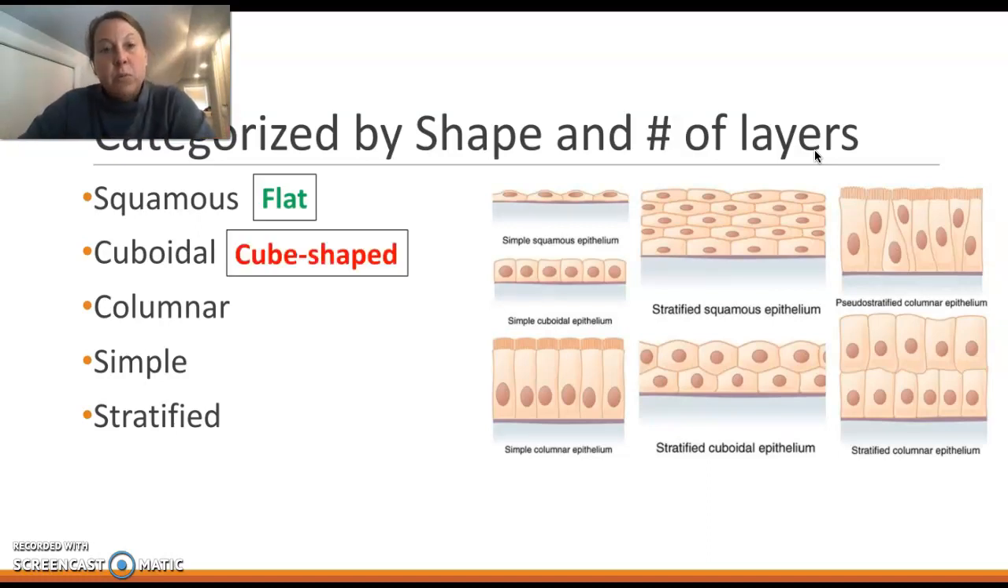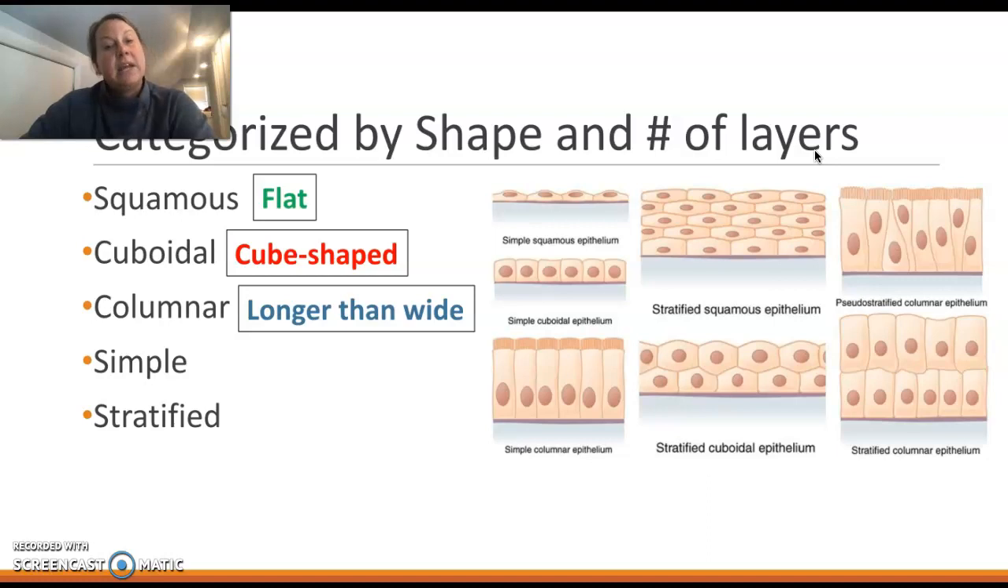Cuboidal, just like it sounds. Those cells are going to be more cube-like, very square-like. Columnar, right? If we think about what that sounds like, it sounds like a column. Columns are going to be more rectangular, longer than they are wide.